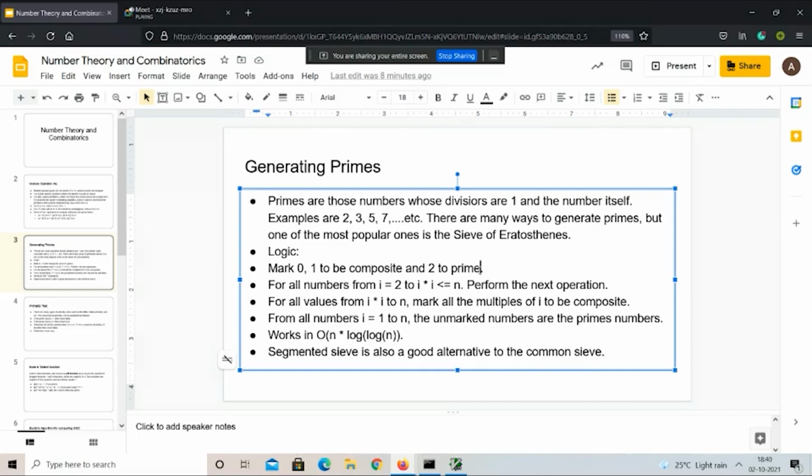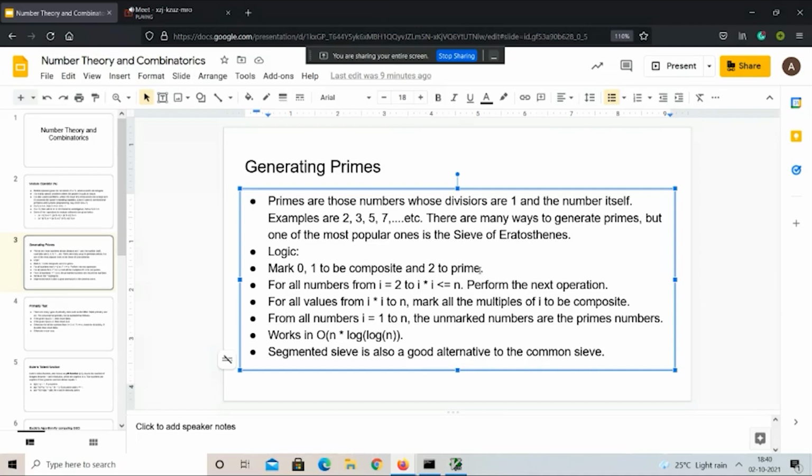You can make it a Boolean array, each containing true or false. If it is prime, you can mark it as true or false, whichever you choose. So mark 0 and 1 to be composite. We will assume them to be composite here. In fact, 1 is neither prime nor composite.